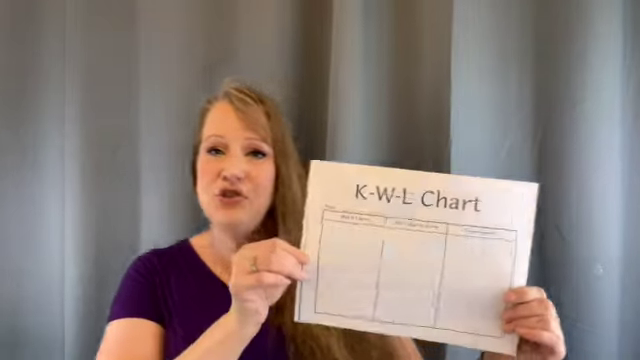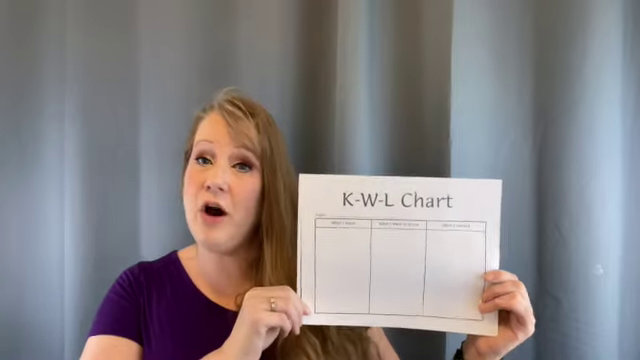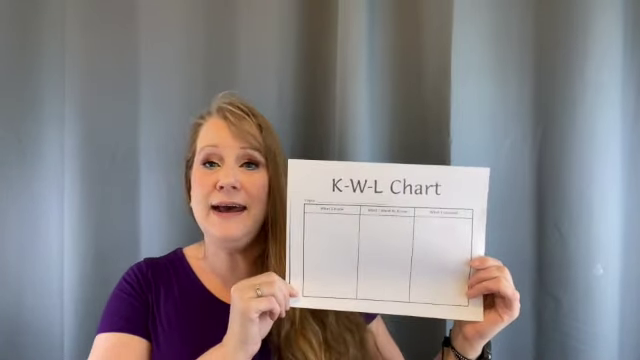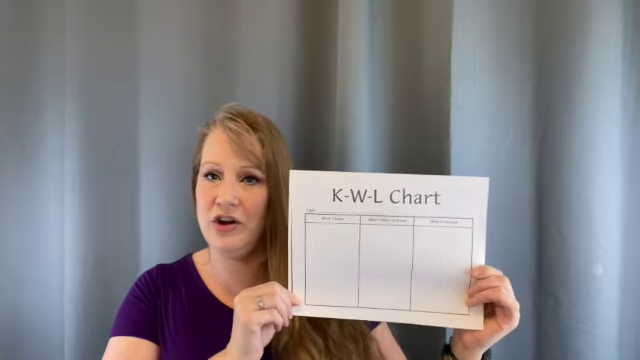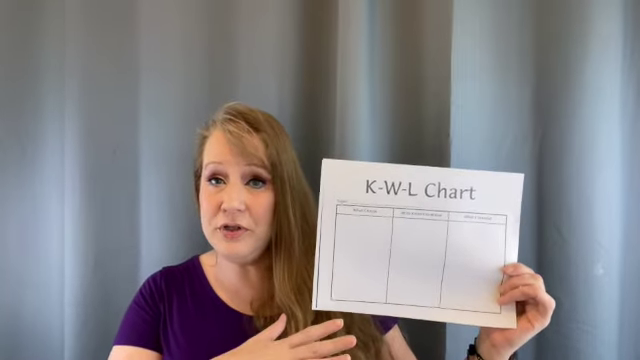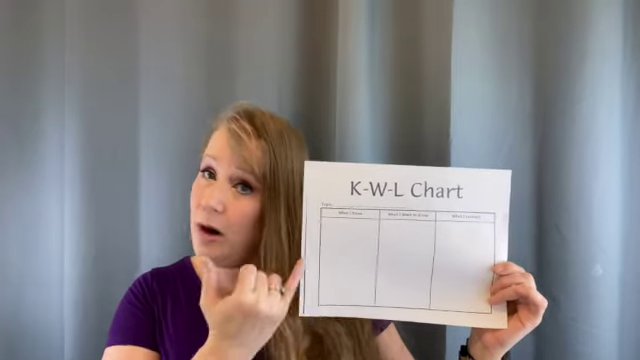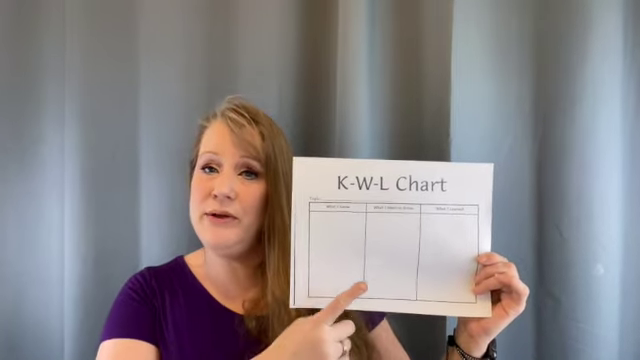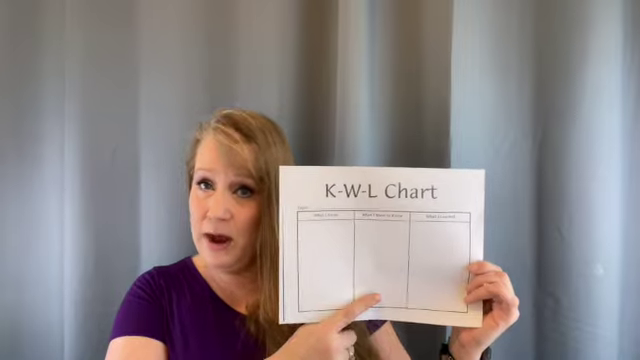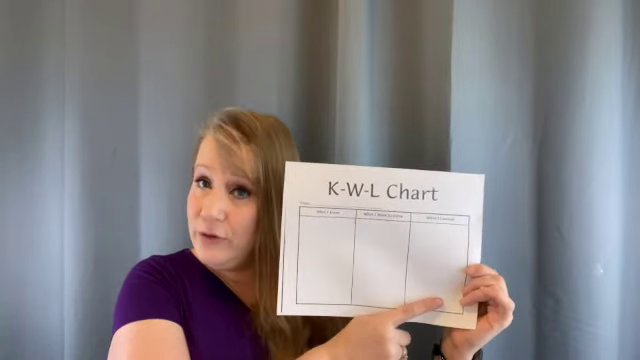Then here's a chart that you will be able to find on my webpage under free worksheets. It is a KWL chart. Now this is used for a lot of different things. The K stands for what I know already. The W is what I want to know. And the L is for what I learned.